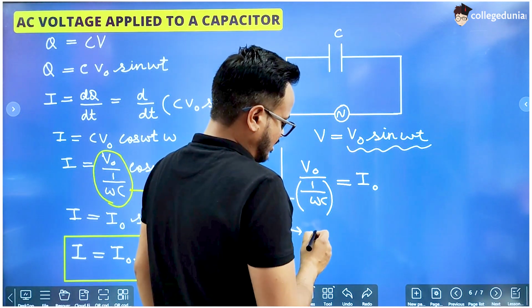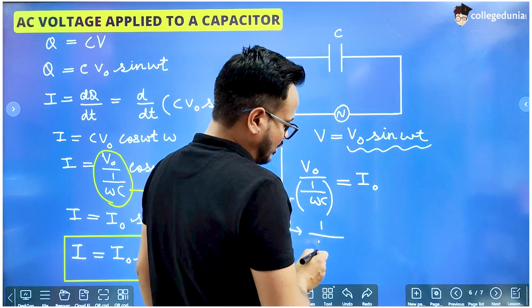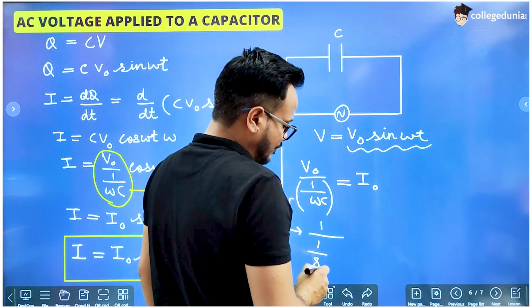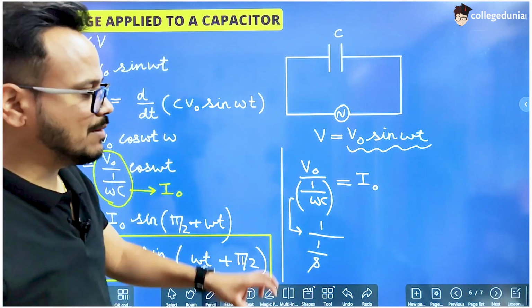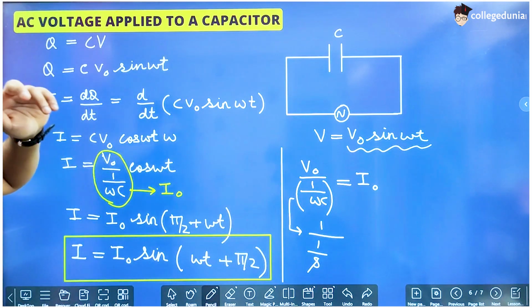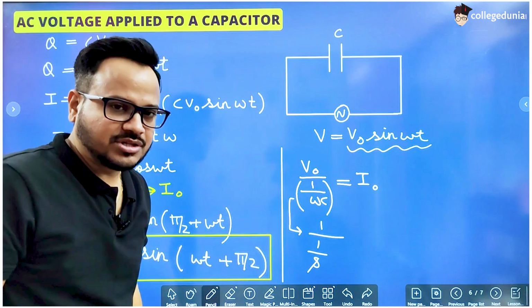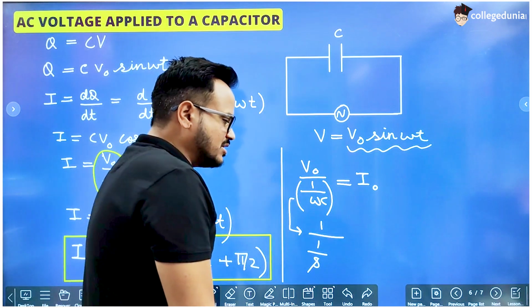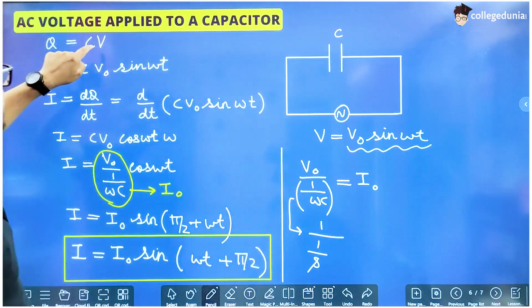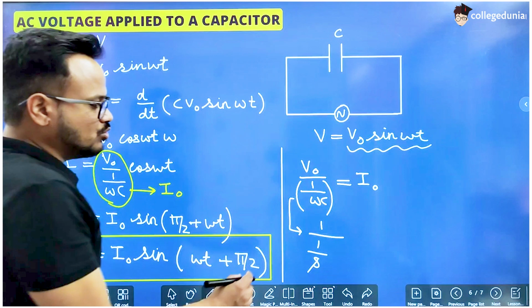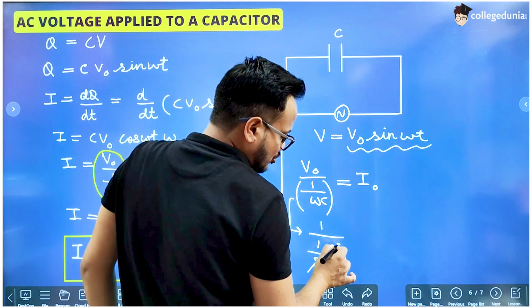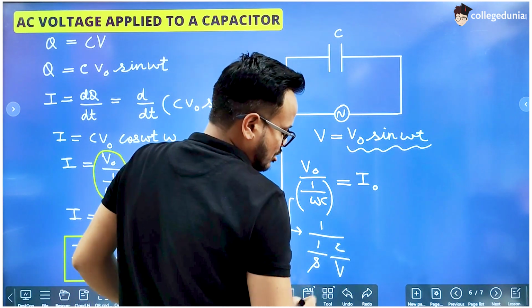Let us take this term and put the values of all the units of all the physical quantities appearing in this equation. The unit of omega is 1 upon second, and what is capacitance? C. Capacitance is Q by V. So what is the unit of Q? The unit of Q is coulomb and the unit of V is volt.